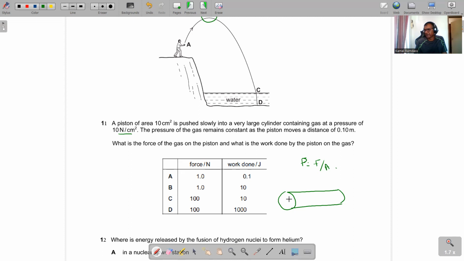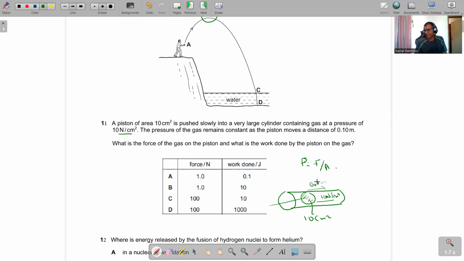We have a cylinder, a syringe, a large cylinder, and a piston of area, this. We have a piston here. So, area 10 cm². Pushed slowly into a very large cylinder containing gas at a pressure of 10 newton per centimeter square. For each centimeter square, we have 10 newton. The pressure of the gas remains constant as the piston is moved by a distance of 0.1 meter.